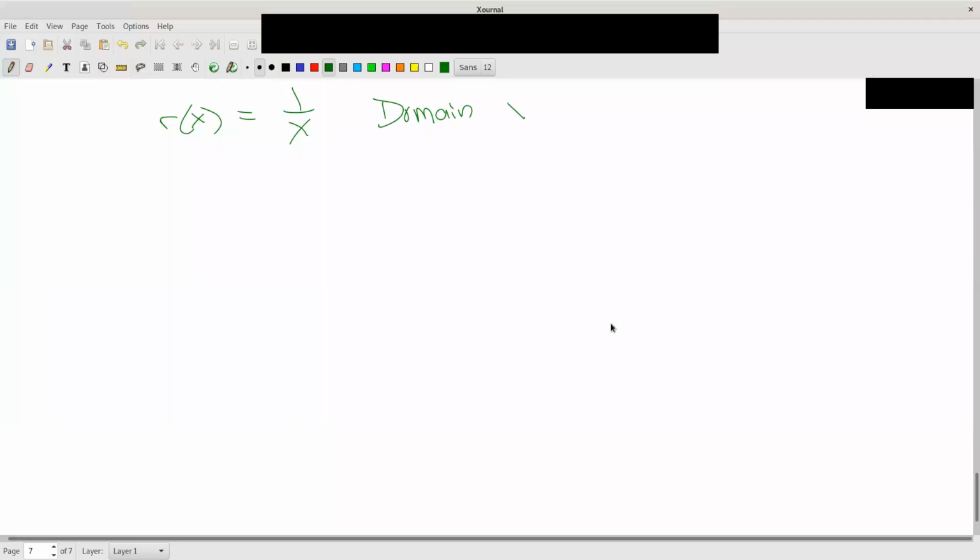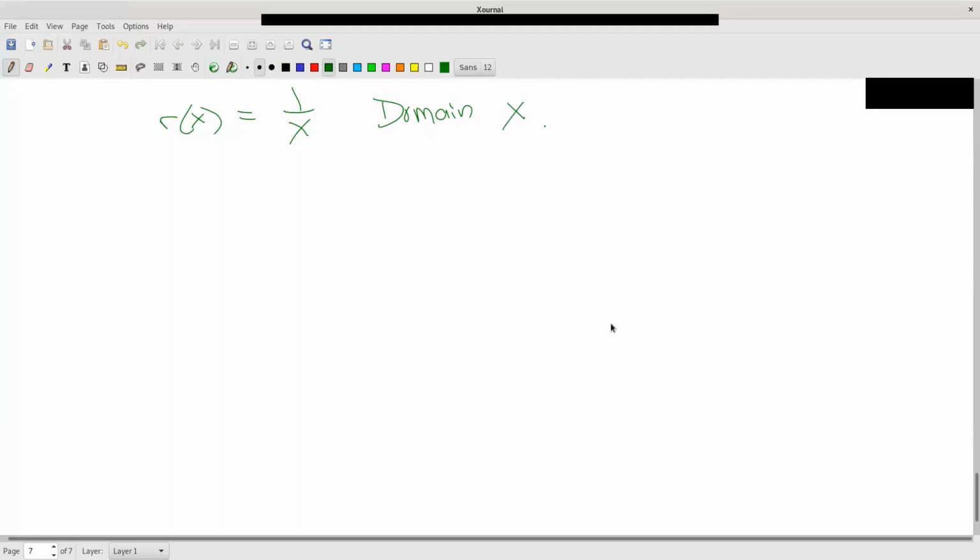What about, let's use function notation, let's say r of x equals 1 over x. What do we know about this function right here? Well, I know x can't be 0, so the domain of this thing right here would be, we can use inequality notation, x is greater than 0, or x is less than 0.